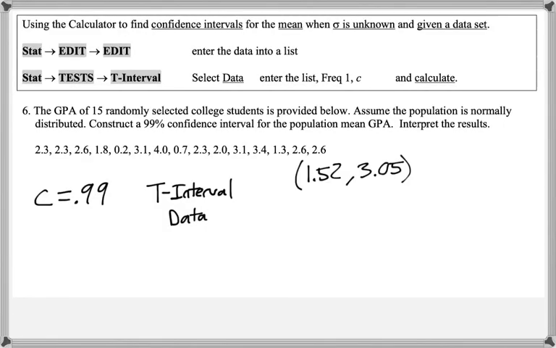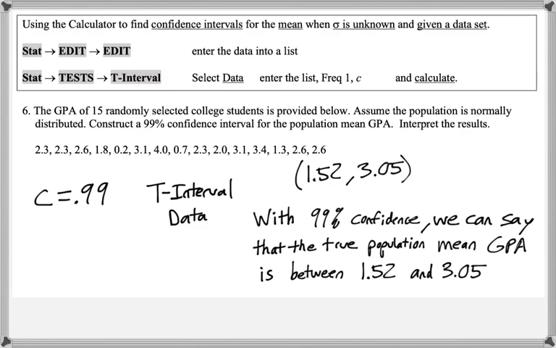So that's our confidence interval, and what that means is, with 99% confidence, we can say that the true population mean GPA is between 1.52 and 3.05.